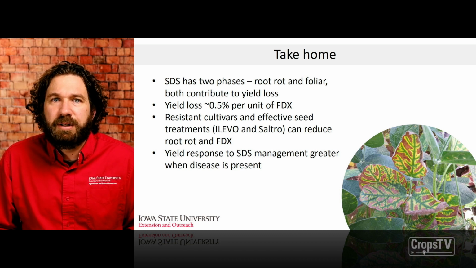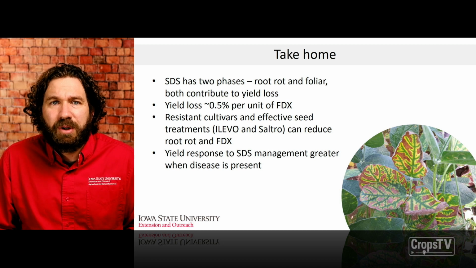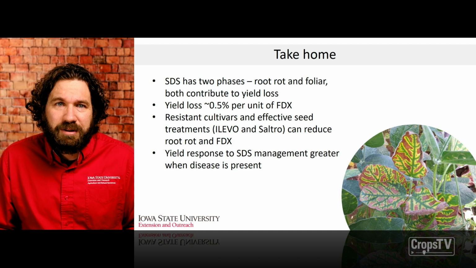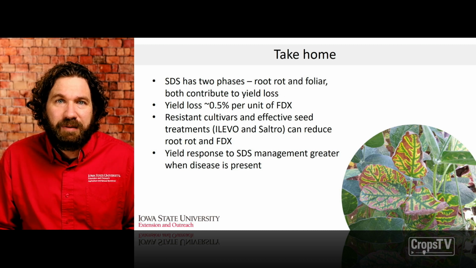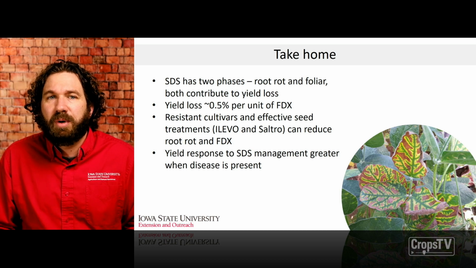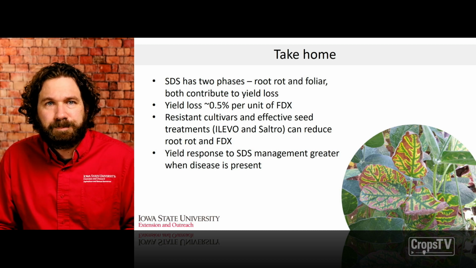phase of the disease. And 2020 is a good example of when you have more SDS, then the management practices are going to have greater differences. We just didn't have a lot of SDS in 2020. So the yield responses were not nearly as great as what we've seen in previous years.